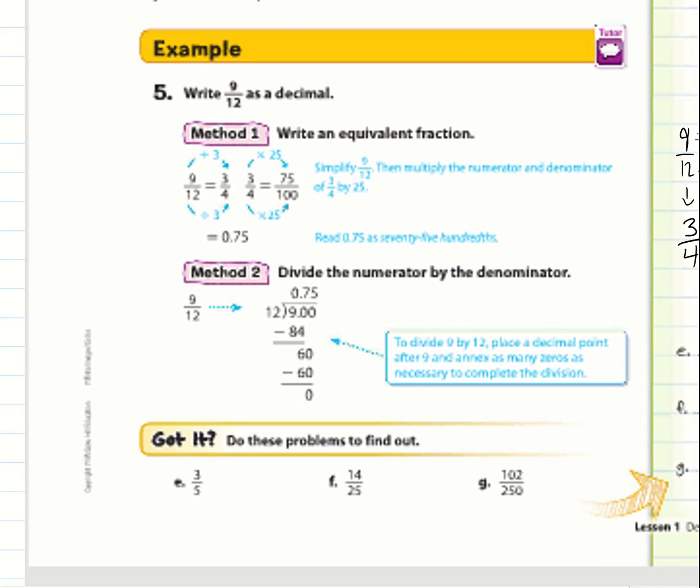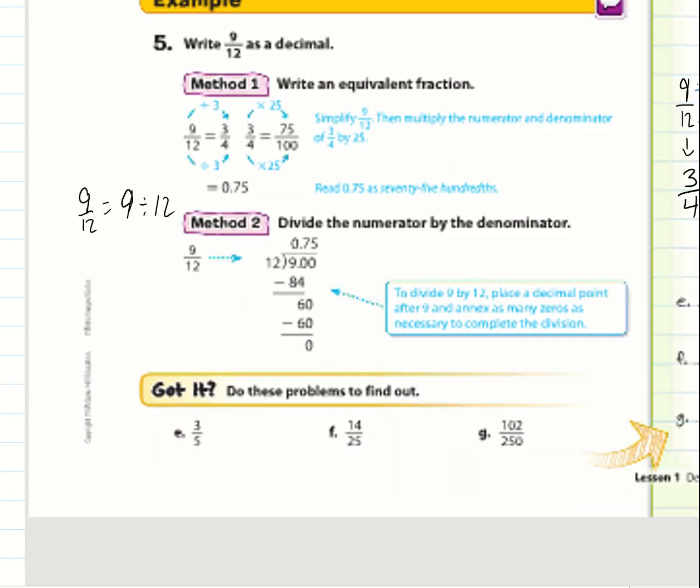Method 2 is divide. As I've said in the past, 9 over 12 is the same as the division expression 9 divided by 12. So I can rewrite this as 9 divided by 12. Now 12 cannot go into 9, so I'm going to have a decimal, and 0 goes in there. 12 goes into 90 7 times. 7 times 12 equals 84.